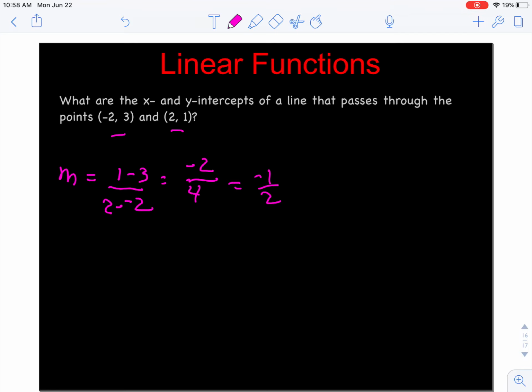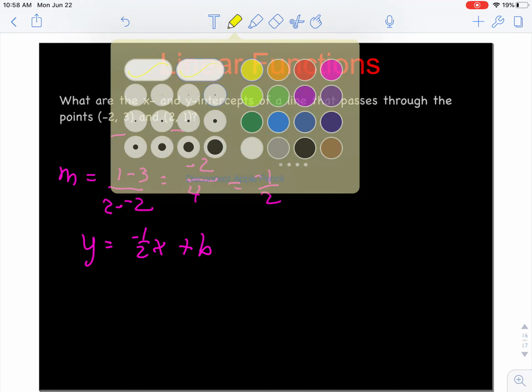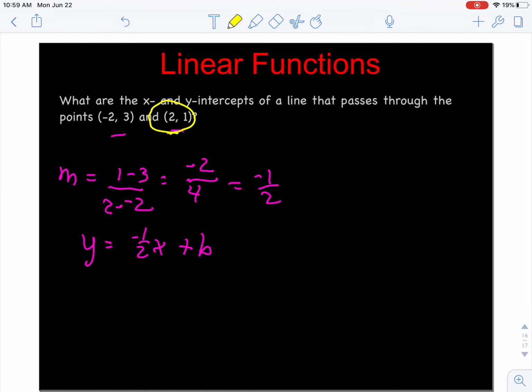Now I can put this into y equals mx plus b, and I pick one of the 2 points. It doesn't matter which point you pick. I usually just pick one that seems to have the smallest numbers or the fewest negatives. So now 1 equals negative 1/2 times x plus b. Negative 1/2 times 2 would give you negative 2 over 2, or negative 1. Now when I add, I get b equals 2.